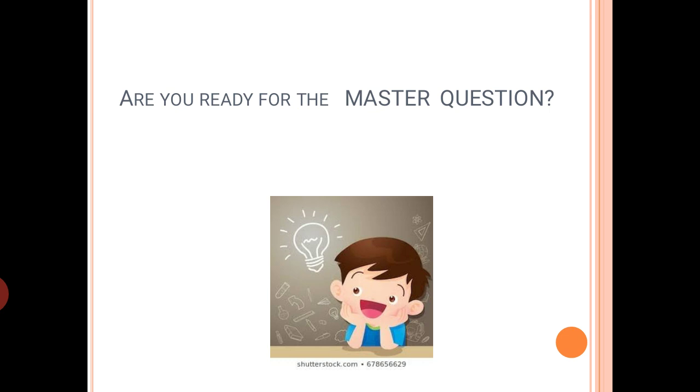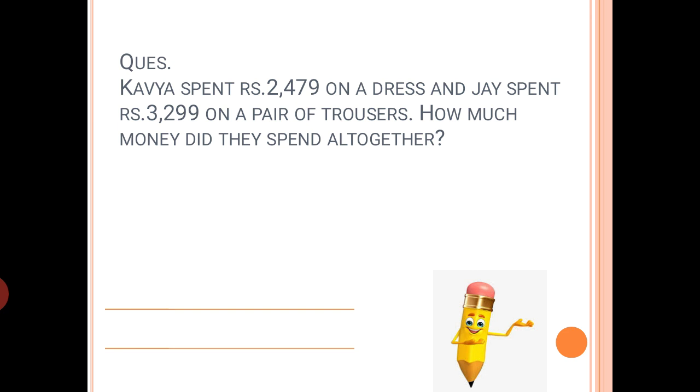So students, are you ready now for the master question? So here is the question now. Kavya spent rupees 2,479 on a dress and Jay spent 3,299 for a pair of trousers. So how much did they spend all together?